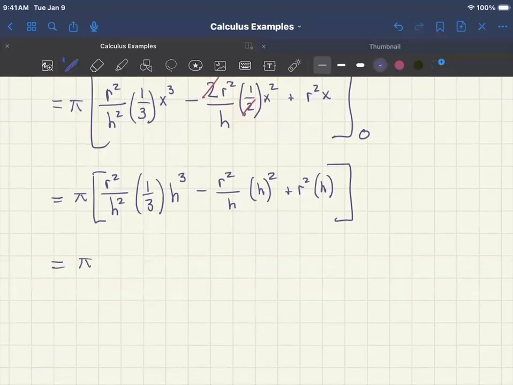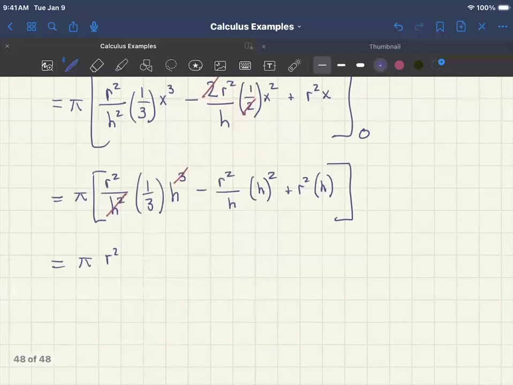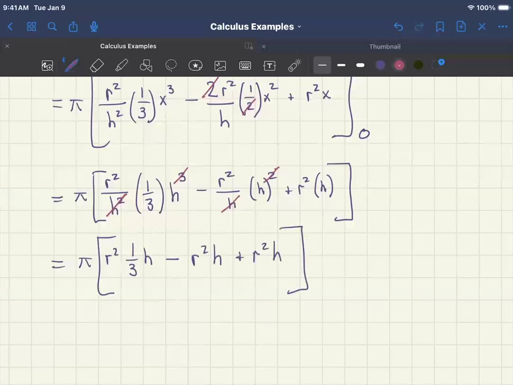Okay, so pi, and let's do some cancellation here. We've got 2 h's that we're going to cancel out in the first term. So that is going to leave us with an r squared, 1/3 h, minus, and we can cancel out one of the h's in our second term. So that is going to give us an r squared h. Oh, and the last one is a plus r squared h. And isn't that cute? Because those cancel out.